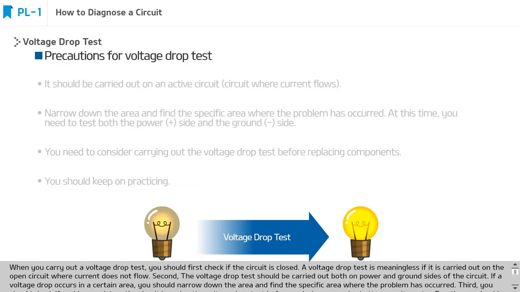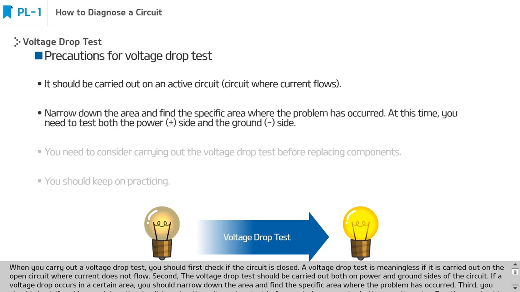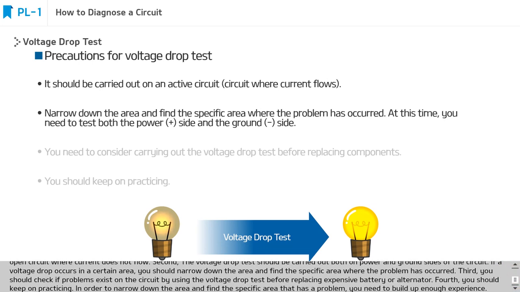When you carry out a voltage drop test, you should first check if the circuit is closed. A voltage drop test is meaningless if it is carried out on an open circuit where current does not flow. Second, the voltage drop test should be carried out on both the power and ground sides of the circuit. If a voltage drop occurs in a certain area, you should narrow down the area and find the specific area where the problem has occurred.